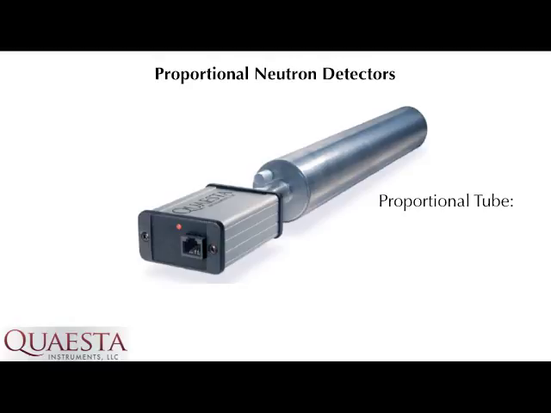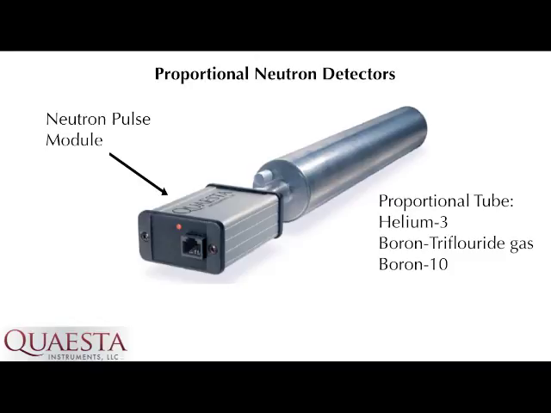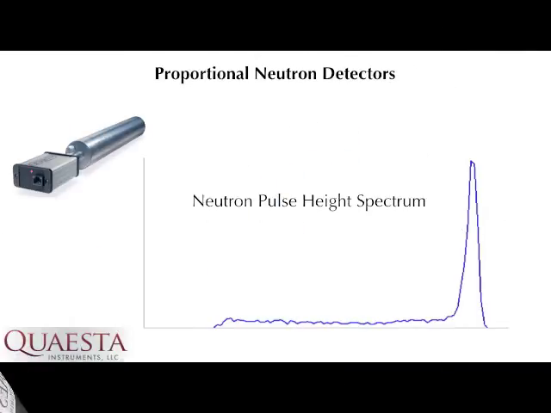A proportional neutron detector consists of a proportional detector, a tube filled with either helium-3 or boron trifluoride gas, or a tube lined with boron-10. An electronics device called a neutron pulse monitor or module is attached to the proportional tube. Generally, gas-filled or boron-lined proportional neutron detector devices exhibit a characteristic signal pulse height spectrum.